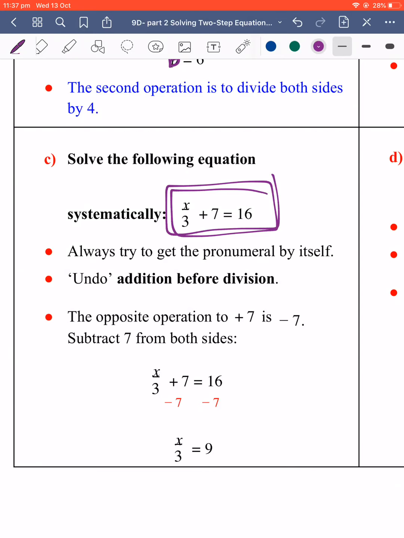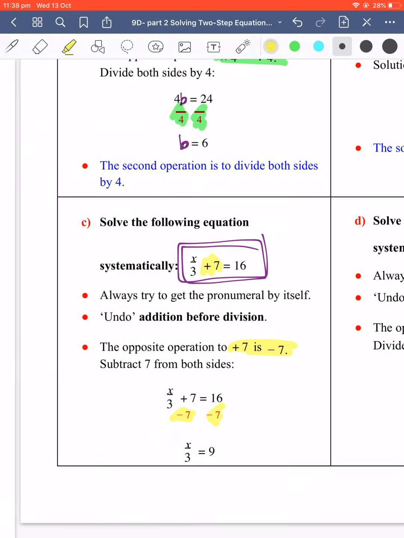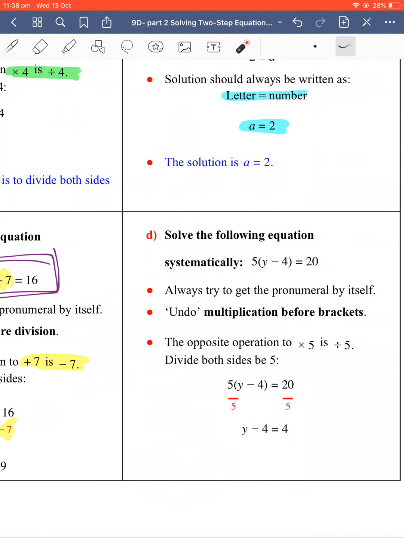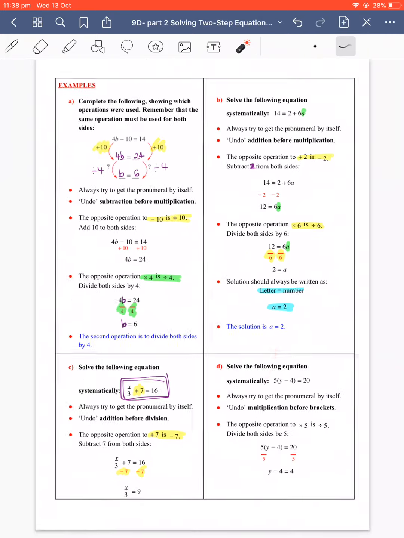Apologies. So from here, the first thing that I'm going to do is get rid of the plus 7, because I want to get rid of that first here. And the way that I do that is I minus 7, and I do that to both sides. So I end up with this statement here, which is x on 3 equals 9. So let's keep going with that one.